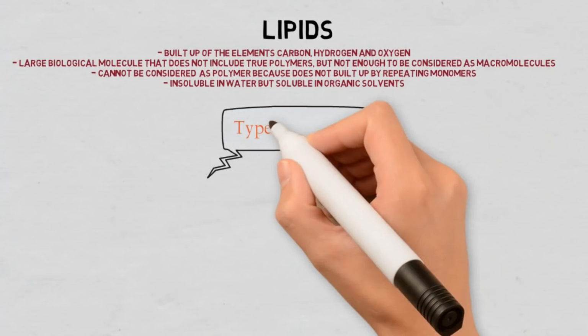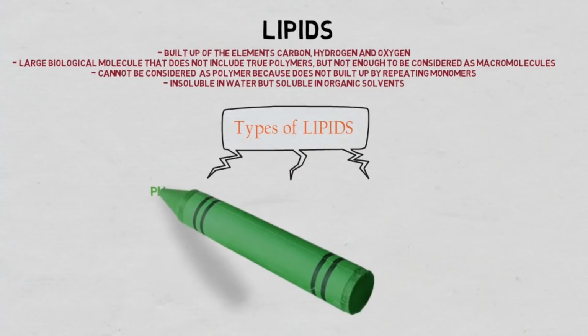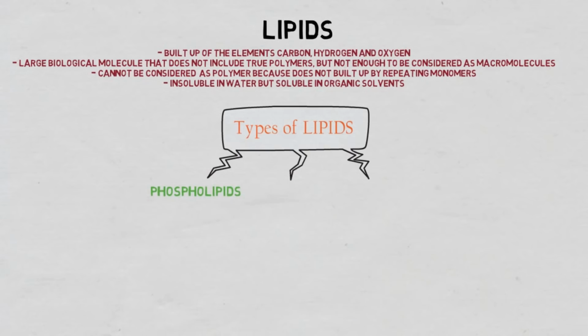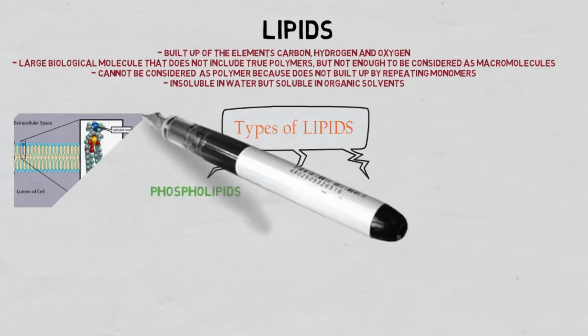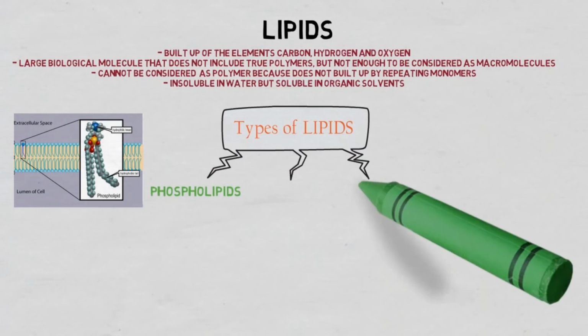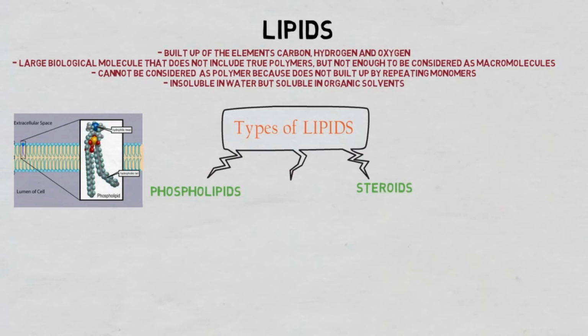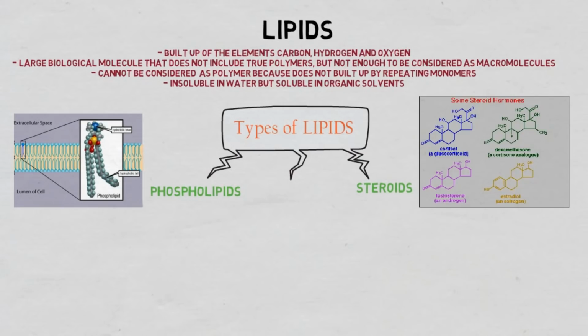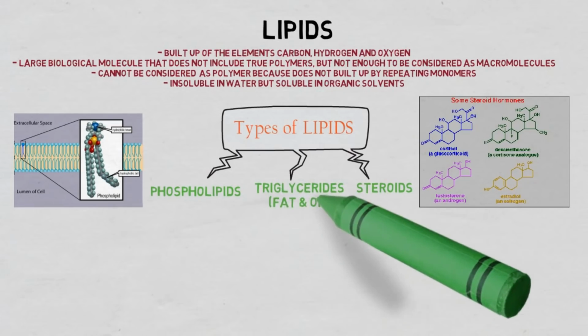There are 3 types of lipids. The first one is phospholipids. Phospholipids are a major component of all cell membranes. They consist of a hydrophilic head and hydrophobic tails. The second one is steroids. Examples of steroid hormones are cortisol and estradiol. The third one is glycerides, which are made up of fat and oil.